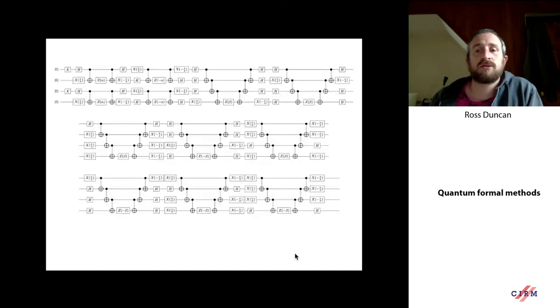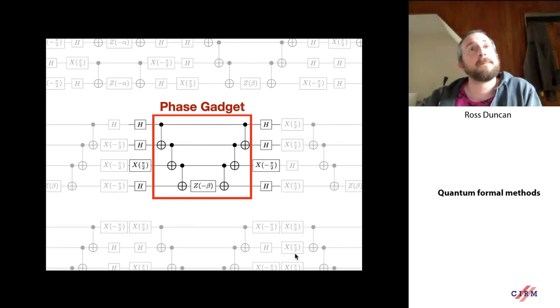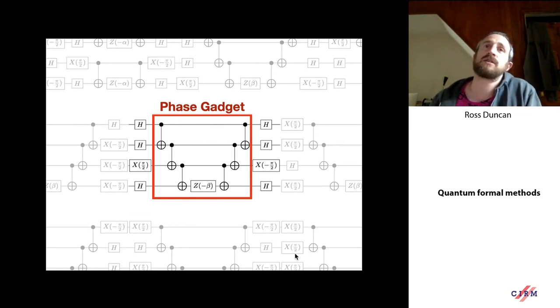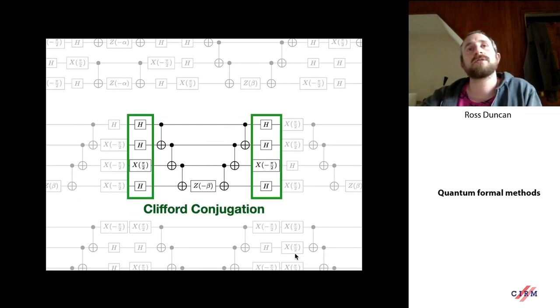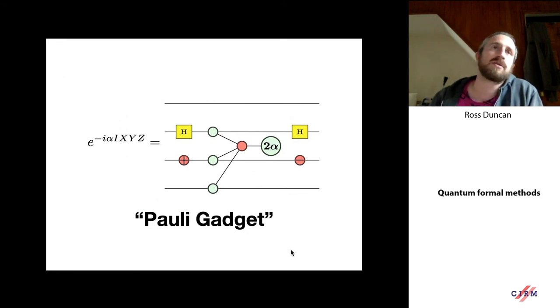And if we look into this circuit and we peer right into the middle here, we see the phase gadget, and there's phase gadgets everywhere. But we also see that every time we have a phase gadget, it's also conjugated by a bunch of single qubit Cliffords. And that happens everywhere as well. So we can bring that into our notation by just adding those Cliffords to the circuit. And so what you see here is what we call a Pauli gadget. It's again an exponentiated Pauli operator, but this time it's got some arbitrary string of Paulis here instead of just being Z everywhere.